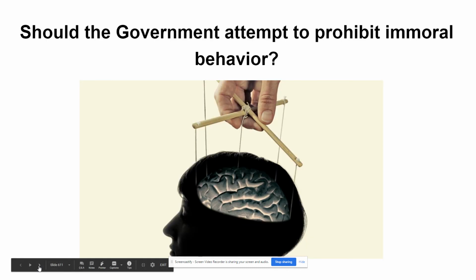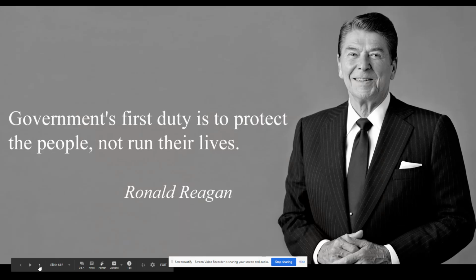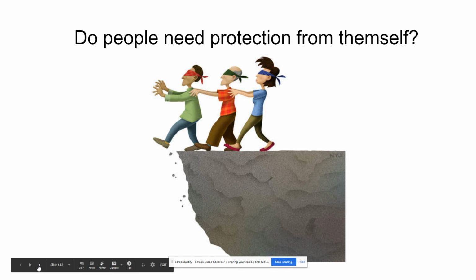Should the government attempt to prohibit immoral behavior? So again, should the government have done prohibition? Should it be trying to control people's behavior? Now, Ronald Reagan, president of the 80s, said the government's first duty is to protect the people, not to run their lives. So he would say no. Prohibition, drinking is up to the people, not the government. Of course, progressives would respond, sometimes people need to be protected from themselves. And I think the audience here has to decide which of those 2 points of view do you agree with.